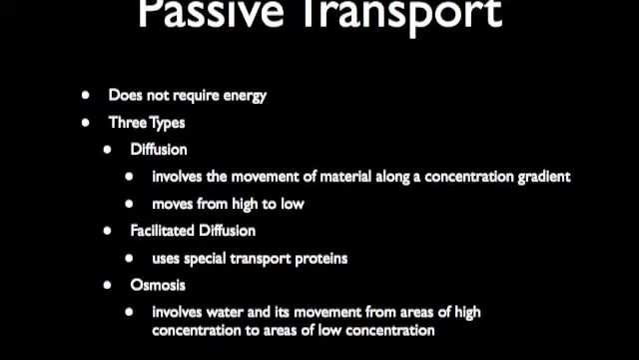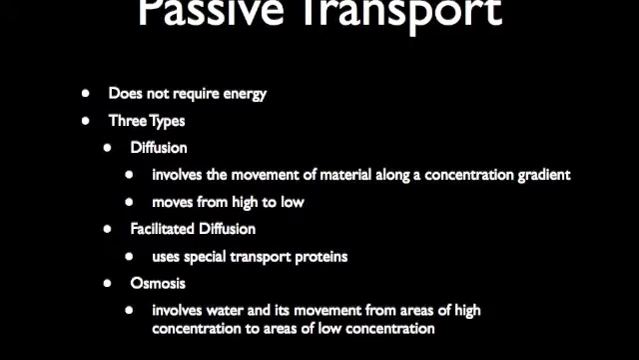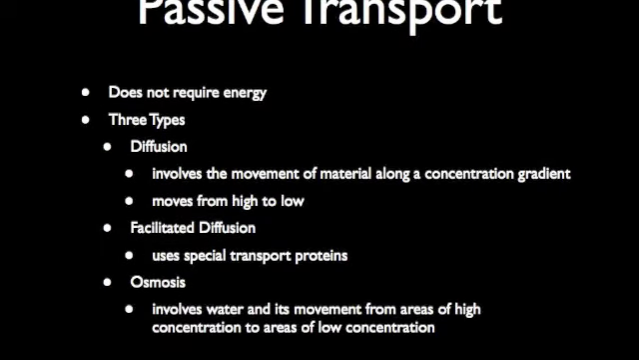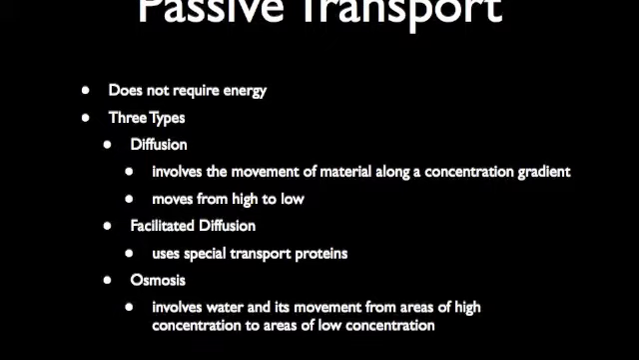Small molecules such as oxygen, ethanol, and carbon dioxide easily diffuse across the membrane. Some molecules cannot simply diffuse across the cell membrane because they are too large or because they have a chemical structure that prevents them from passing directly through the cell membrane. Facilitated diffusion is a type of diffusion that uses special transport proteins to transfer molecules across the cell membranes. Like diffusion, facilitated diffusion involves the movement of material along a concentration gradient, so no energy is required. Glucose is an example of a molecule that is transported by facilitated diffusion.